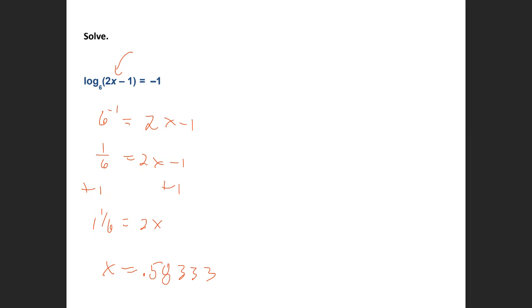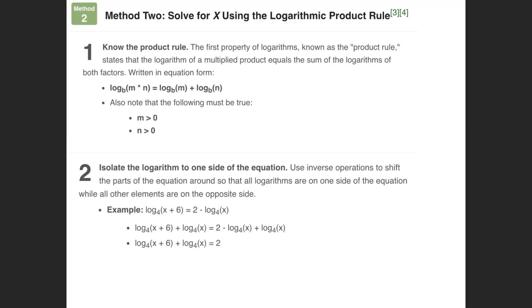So that's one method. If you have just one logarithm in the problem, it's probably the best method to use. Just rewrite it as an exponent. Now, if you have more than one logarithm in the problem, what you want to do is use the product rule or the division rule for logarithms, because you want to combine them.